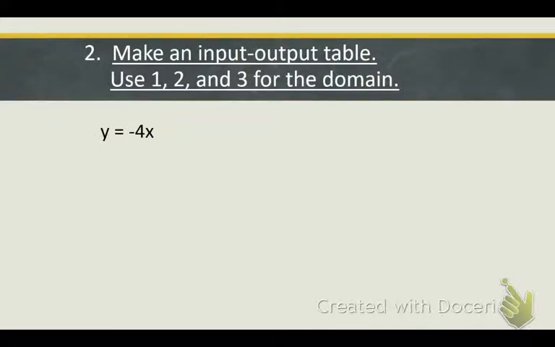Number 2 says make an input-output table, use 1, 2, and 3 for the domain, and then we're going to try to find the range. So the first thing I'm going to do, what is it, Mason? Write an X and Y charts table. Okay. And put the 1, 2, and 3 on the X. I'm going to do a 1, a 2, and a 3.